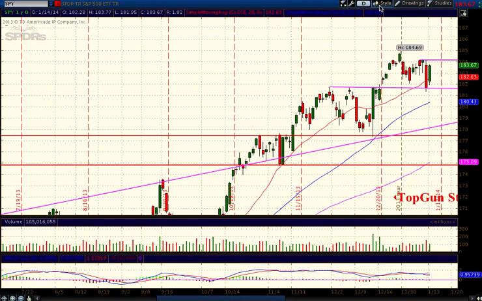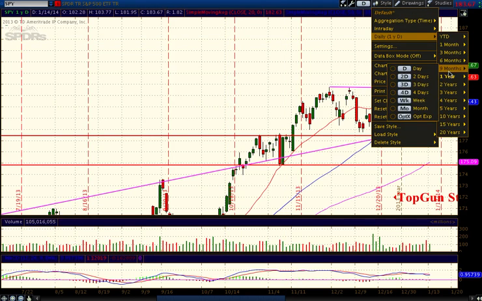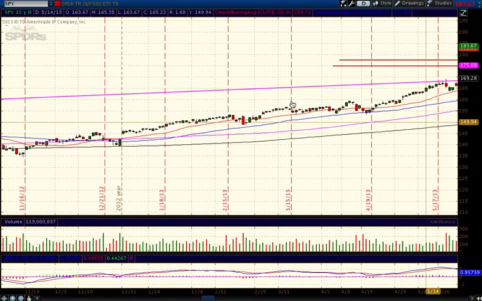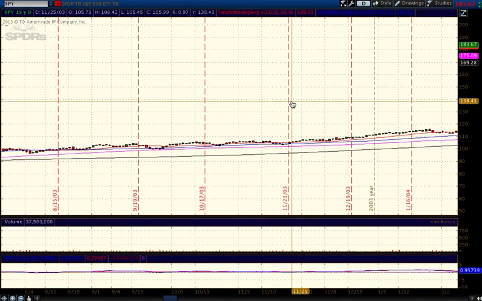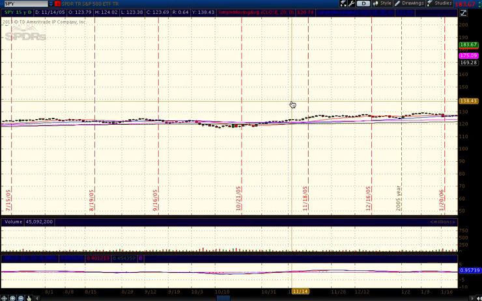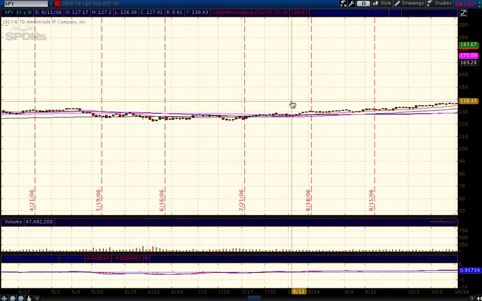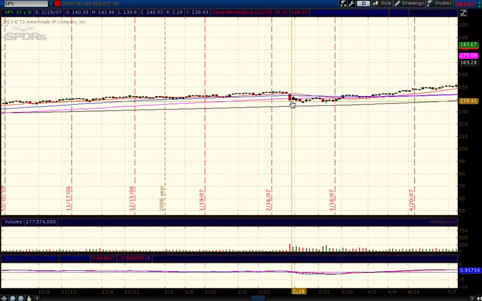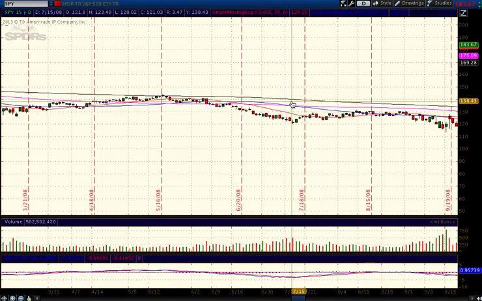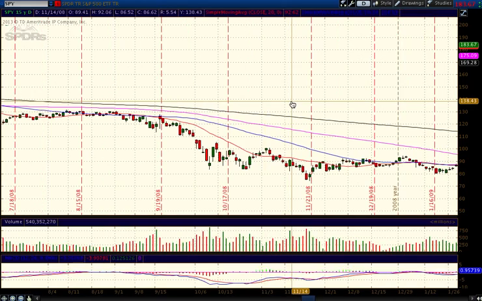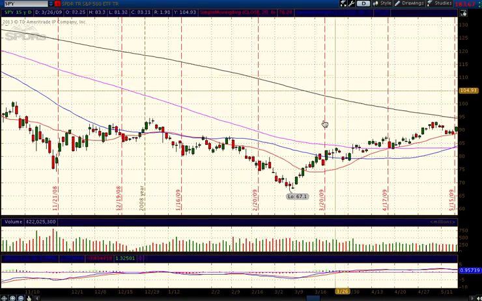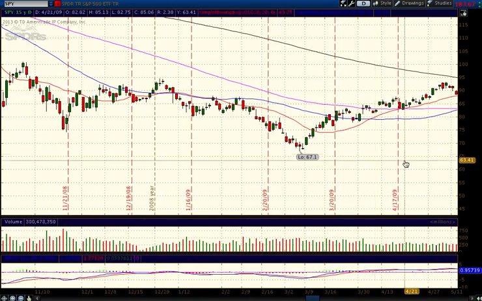Let's see. When was the low in this market? Let's go back to March of 2009. Way past it. Forgive me. These are the spiders, by the way. Let's see what kind of candlestick pattern they put in. I think it was March 9th, 2009. There we go. Here's the low.